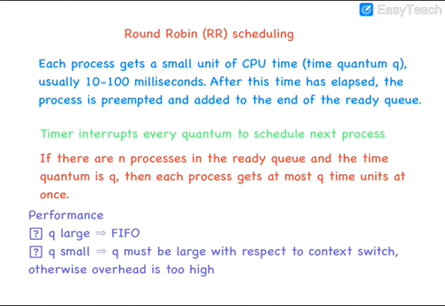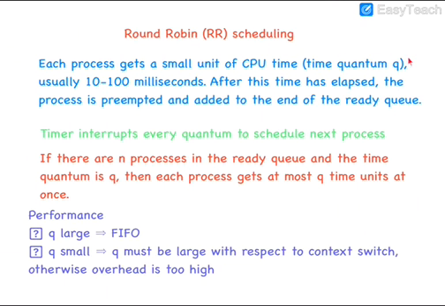Once this time quantum has elapsed, the process is preempted, that is, the process is taken out from the processor and added to the end of the ready queue. We will be working through all the processes in the ready queue in first in first out fashion. Every process will be given the allocated time quantum, and in this time quantum the process will be executed and then preempted out of the CPU, and the next process in the ready queue will be assigned the same time quantum. This goes on until all the processes in the ready queue have finished.